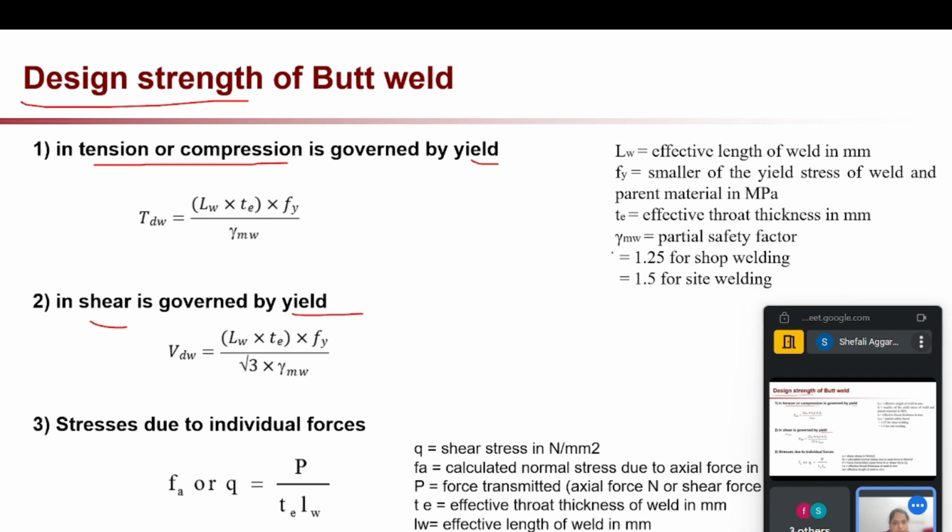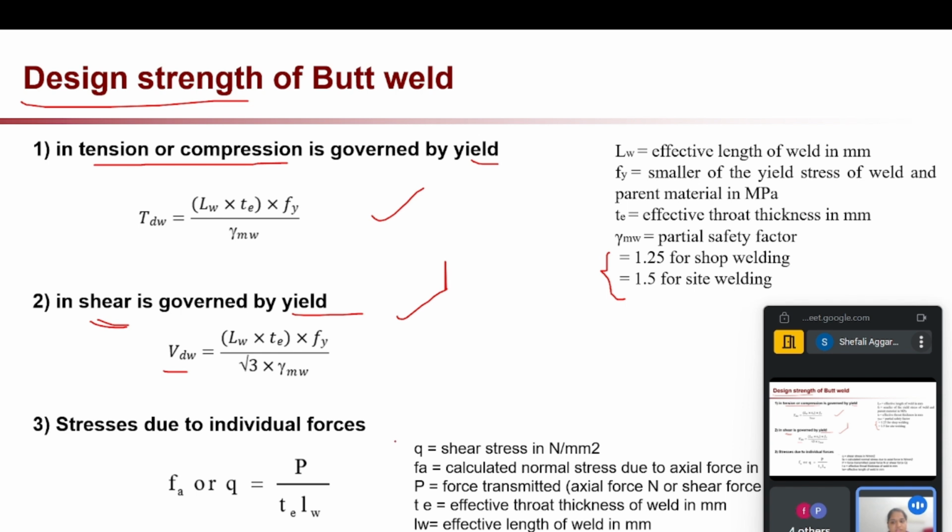So in IS 800, gamma Mw is given as 1.25 if our welding is shop welding, and 1.5 if our welding is site welding. Next is in terms of shear. In shear, the design strength is given by the same value divided by root 3. So all these formulas are already given in IS 800. You can read from there. Next, these are the design strength.